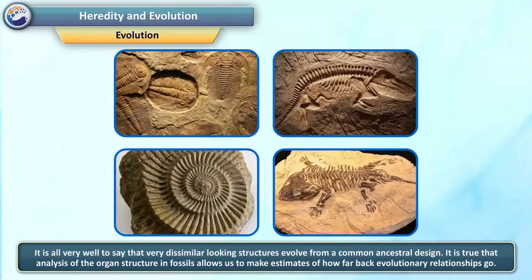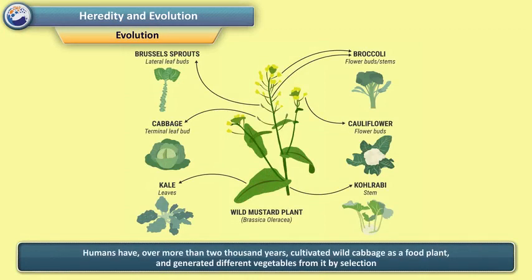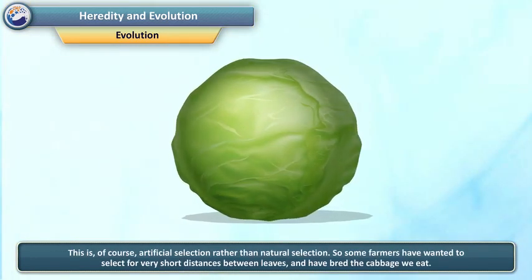It is true that analysis of the organ structure in fossils allows us to make estimates of how far back evolutionary relationships go. But those are guesses about what happened in history. Are there any current examples of such a process? The wild cabbage plant is a good example. Humans have over more than 2000 years cultivated wild cabbage as a food plant, and generated different vegetables from it by selection. This is, of course, artificial selection rather than natural selection.